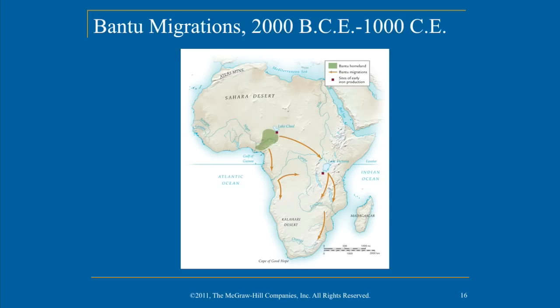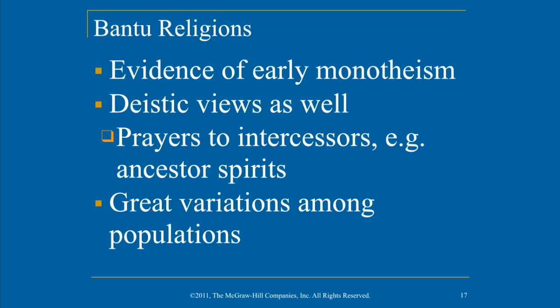Here's a quick map showing the original Bantu homeland, that greenish section in West Africa. And you can see that the Bantu migrations spread out south and southeast of the area, eventually making it all the way to the very bottom of Africa.